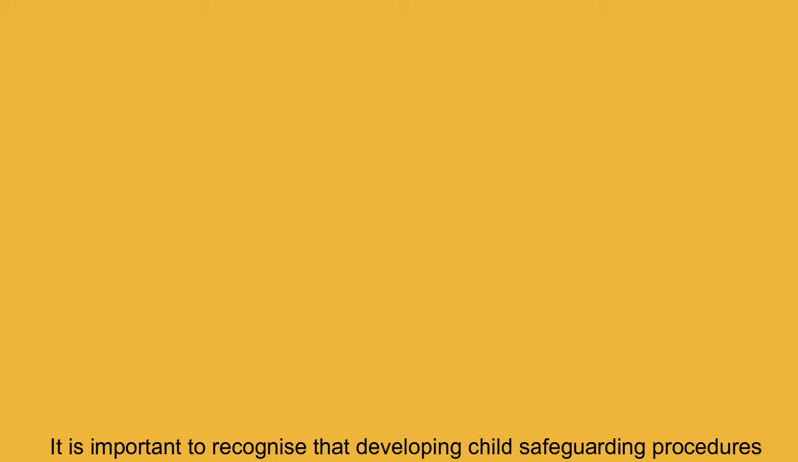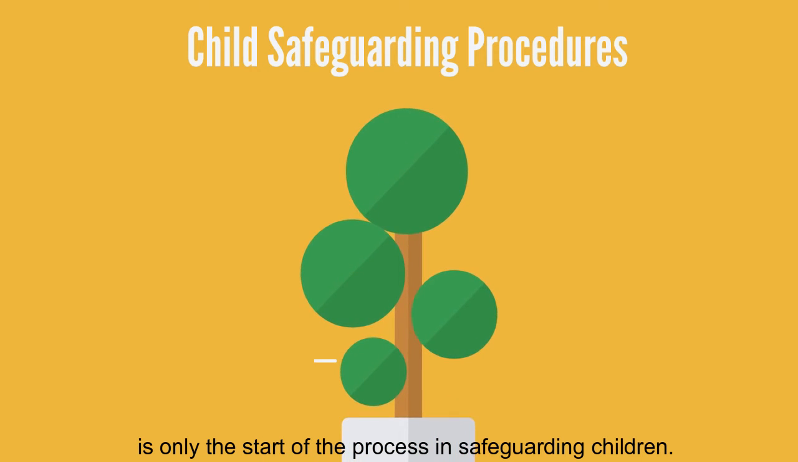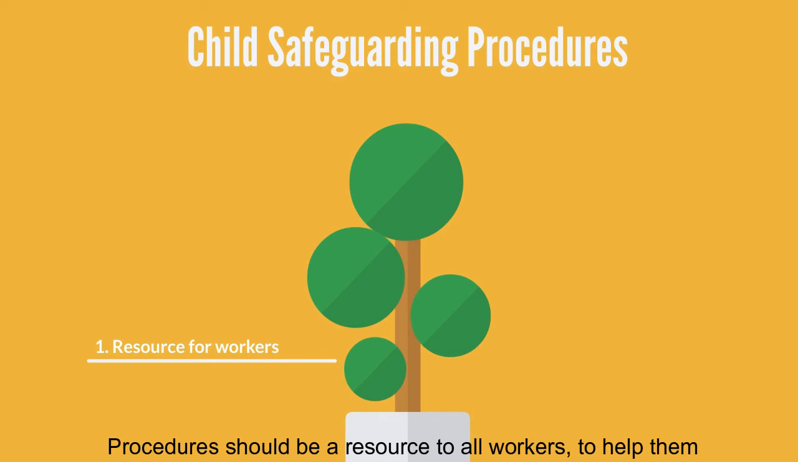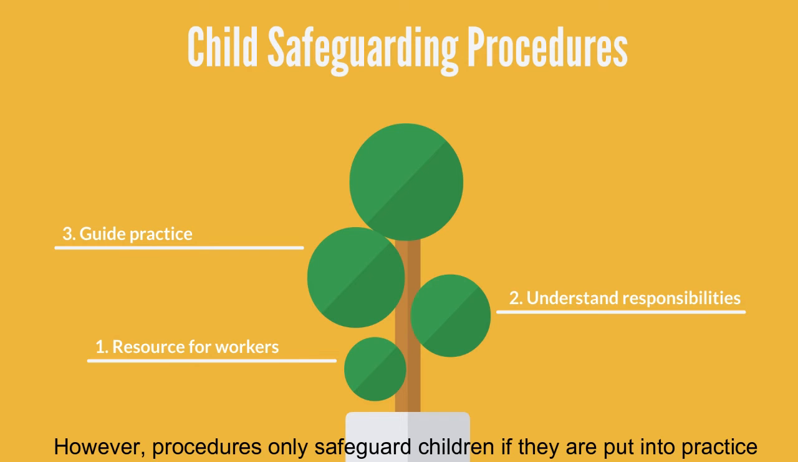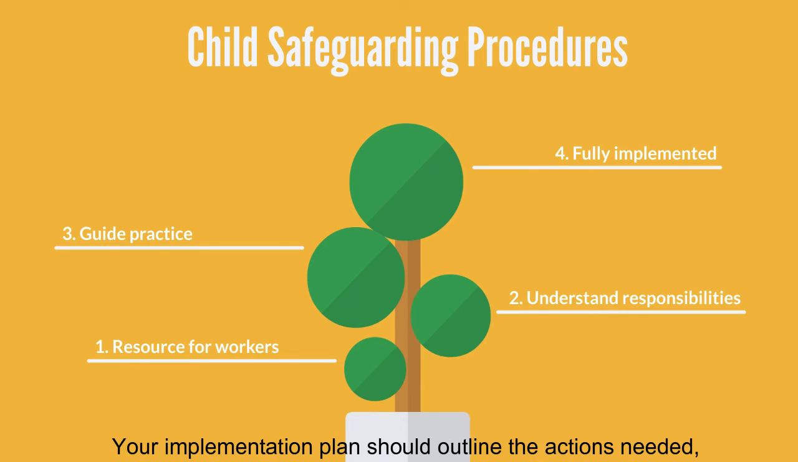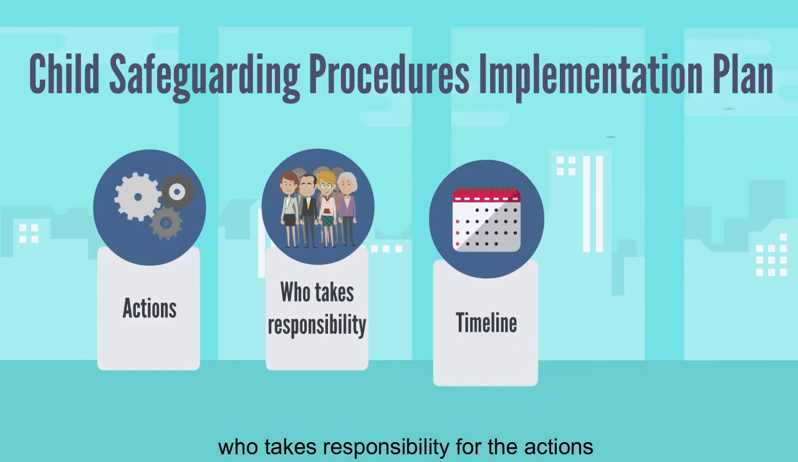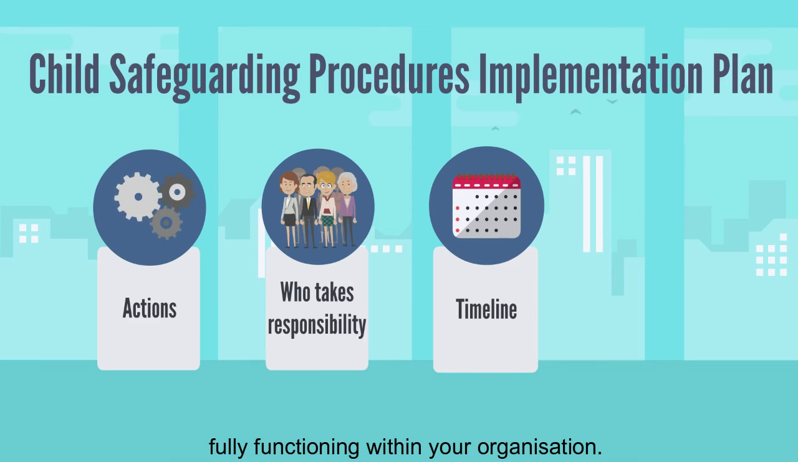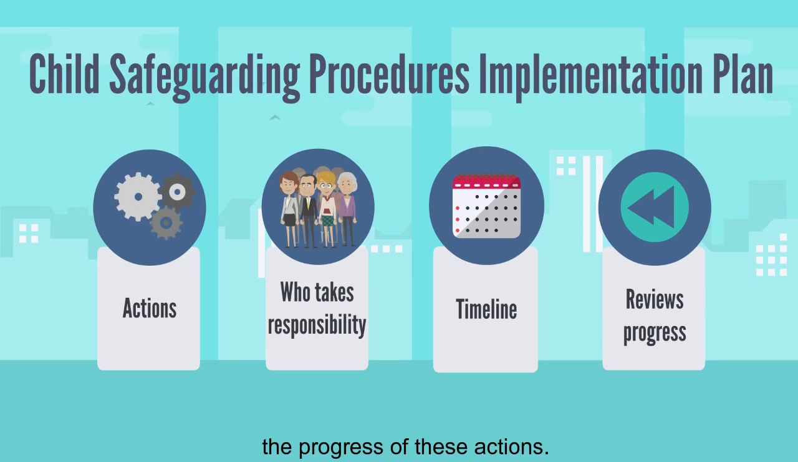It is important to recognise that developing child safeguarding procedures is only the start of the process in safeguarding children. Procedures should be a resource to all workers to help them understand their child safeguarding responsibilities and guide their practice. However, procedures only safeguard children if they are put into practice and fully implemented within the organisation. Your implementation plan should outline the actions needed, who takes responsibility for the actions, and a timeline to ensure that the procedures are fully functioning within your organisation. It is also important that this plan monitors and reviews the progress of these actions.